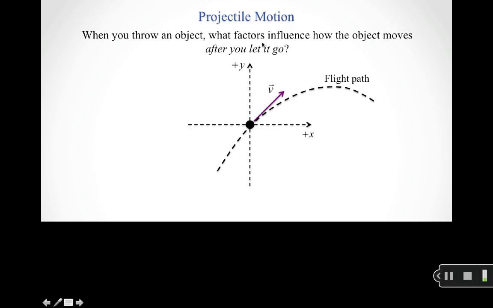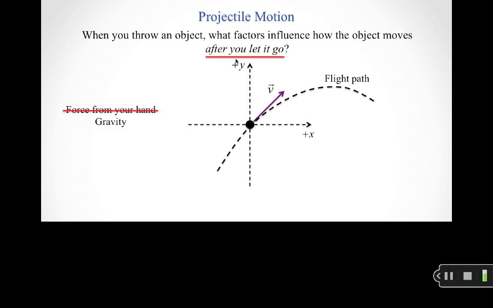And so the question that I want to ask is, when I throw that object, what factors influence how the object moves after I let it go? So why does it follow this particular flight path? Is basically the question we're asking. Well, I might be tempted to say that how I throw it matters. And what I'm going to do is emphasize that we're only interested in after you let it go. Which means that clearly, if you've let it go already, there's no longer a force from your hand acting on the object, so I don't need to worry about that force.